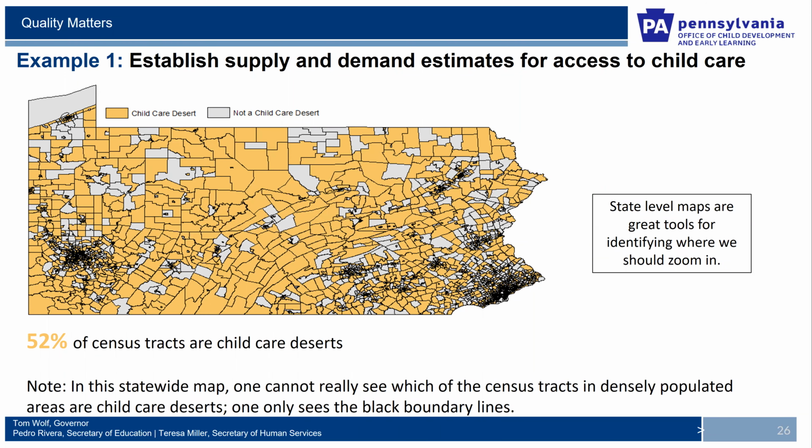It's important to note that in this statewide map, it's difficult to see the census tracts in densely populated areas that are childcare deserts. You can only see the black boundary lines at this scale. However, the scale is helpful in that it helps to identify where we should zoom in to take a closer look.